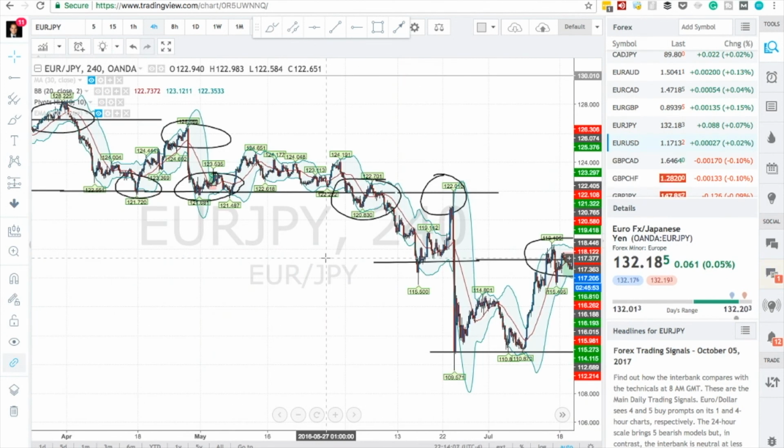So I hope this makes sense. I hope this is valuable. Do let me know. And I sincerely hope you'll use that in your trading as well.